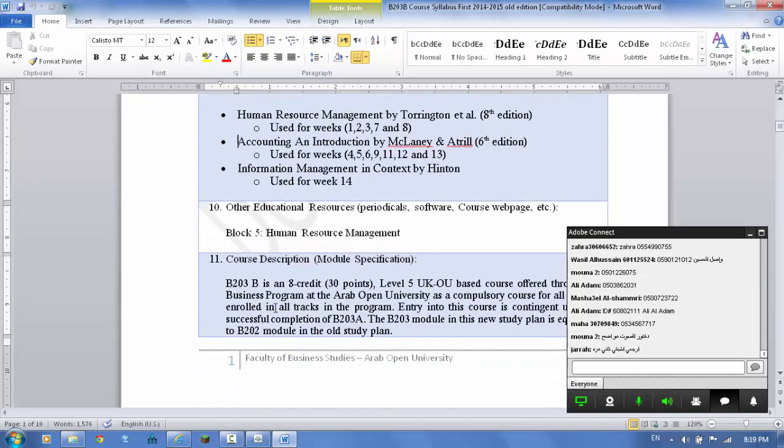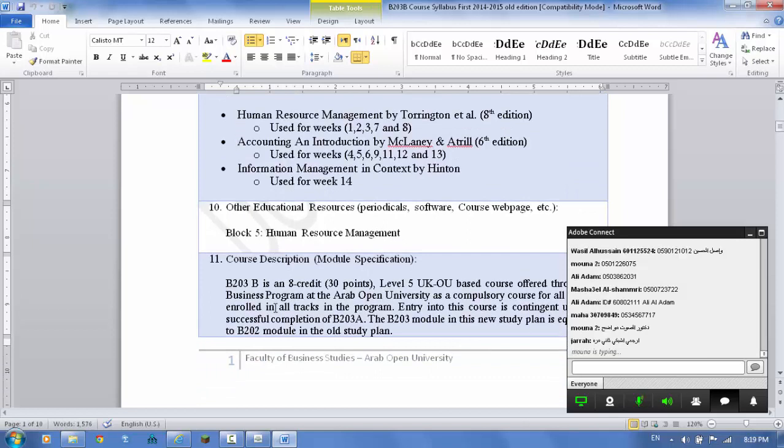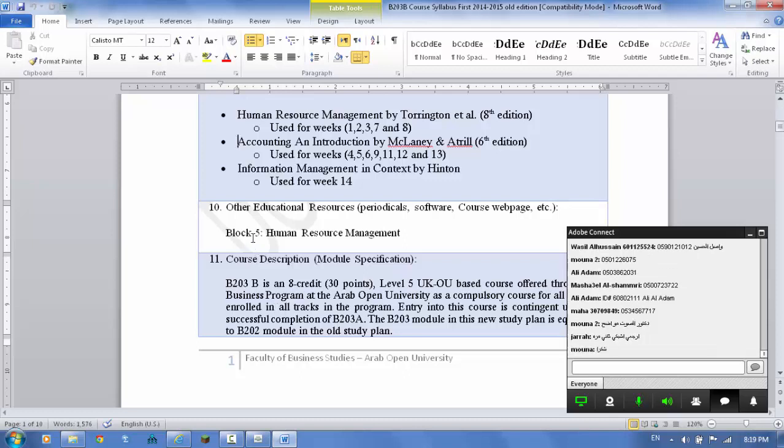There is also an additional resource for this course, which is book number 5, human resource management, the small white book that you received with the course materials.